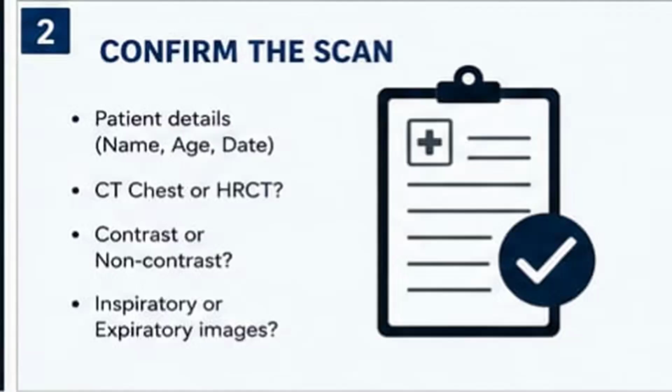Before looking for disease, always confirm the basics. Check the patient's name, age, and scan date. Identify whether it is a routine CT chest or a high-resolution CT, also called HRCT. Note whether contrast was used and whether the scan was performed during inspiration or expiration.